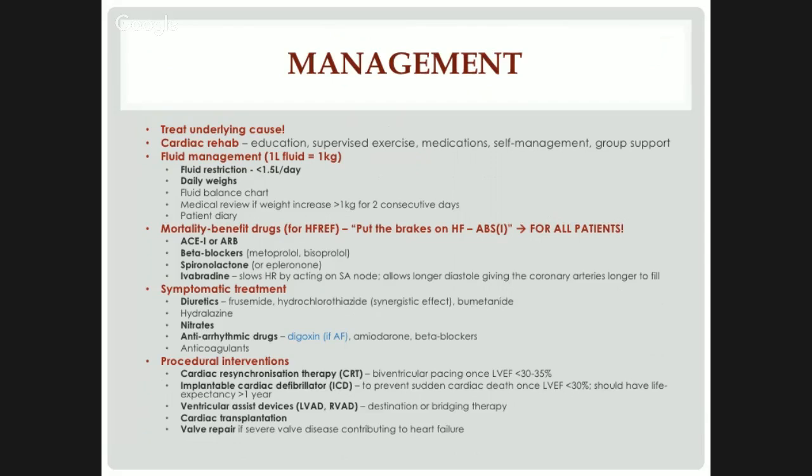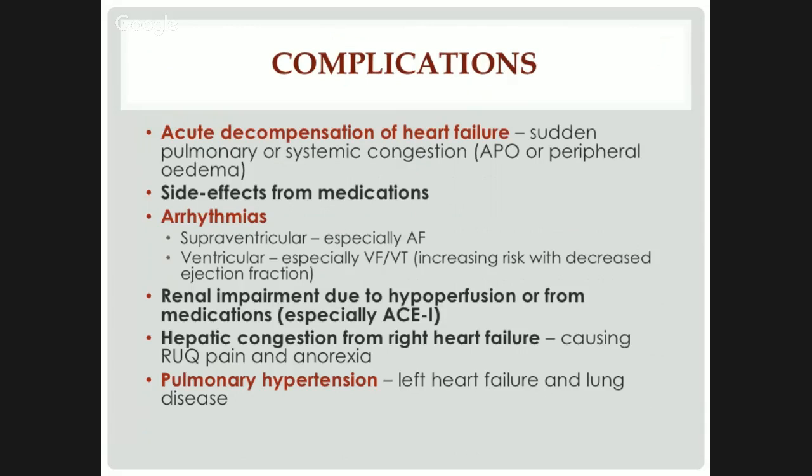Procedural interventions, once their left ventricular ejection fraction is less than 35%, normal is more than 50. Once it's 30 to 35%, you give them biventricular pacing, which is cardiac resynchronization therapy, which basically forces the heart to contract. So if you're forcing the heart to contract, you're forcing it to pump blood. You give them an ICD. These people are at a huge risk of VF and VT once their ejection fraction is less than 30%. So you should start thinking about giving them a defibrillator. And then you've got your ventricular assist devices, which are mechanical pumps and cardiac transplant. You aren't expected to know about any of those in detail.